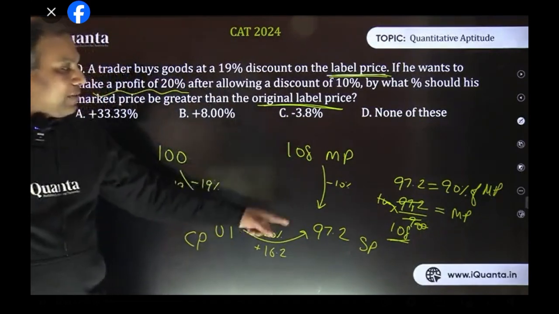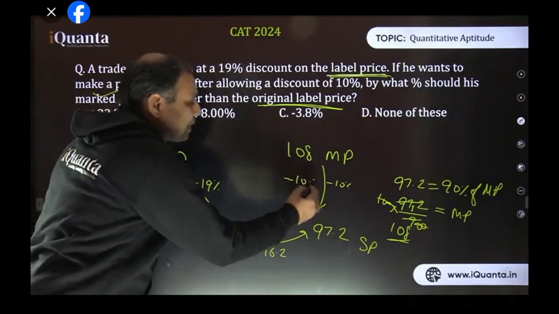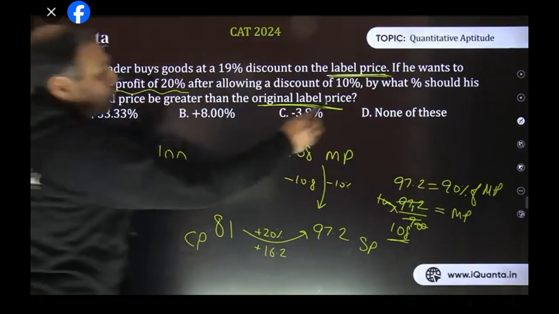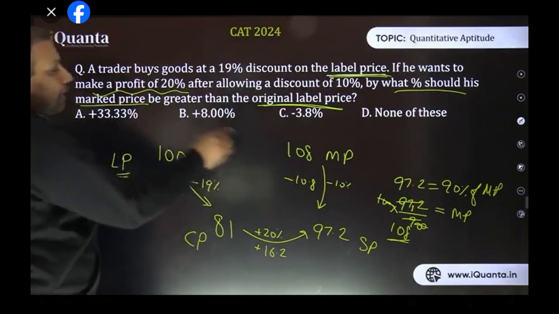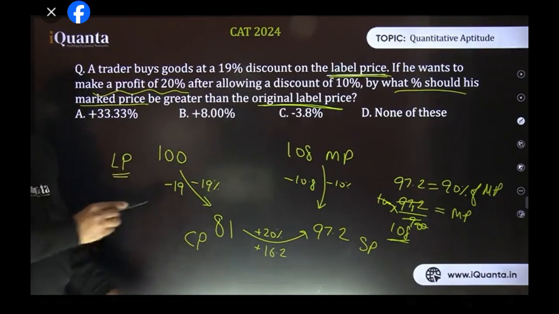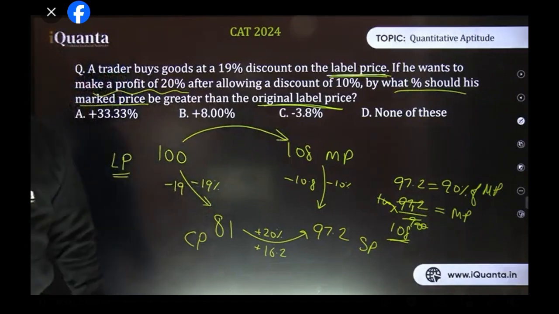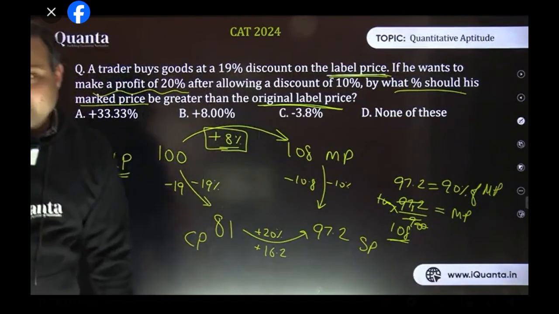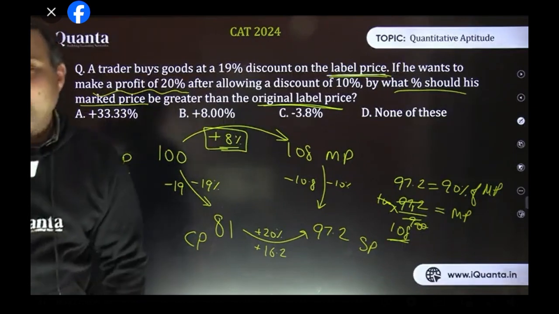You can easily verify the 10% discount, that is, 10.8 rupees less. So we reach this point. So the whole storyline fits now. Now the question: by what percent should his mark price, that is 108, be greater than the original label price of 100? From 100 to 108, you can easily figure out it is an increase of 8%. Is it fine? Yes, it is 8% more than the original label price.